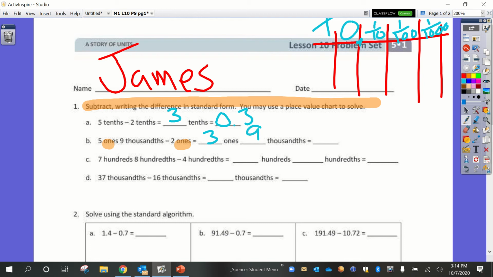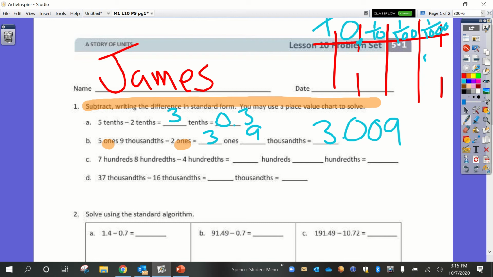If I think about that in my place value chart, look up at the top, there's 3 in the ones place, but there's 9 in the thousandths, nothing in the tenths, nothing in the hundredths, so I know that this is going to be 3.009. Great job. Let me get rid of that so that we can use it again.